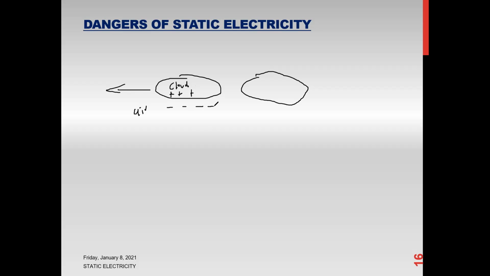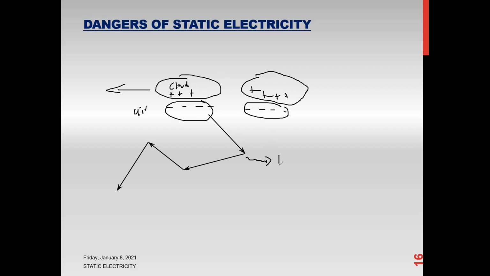And what happens when too much charge appears in the air? Because like charges repel, this charge will move randomly. As this charge moves randomly, that is why you will see lightning or a flash.